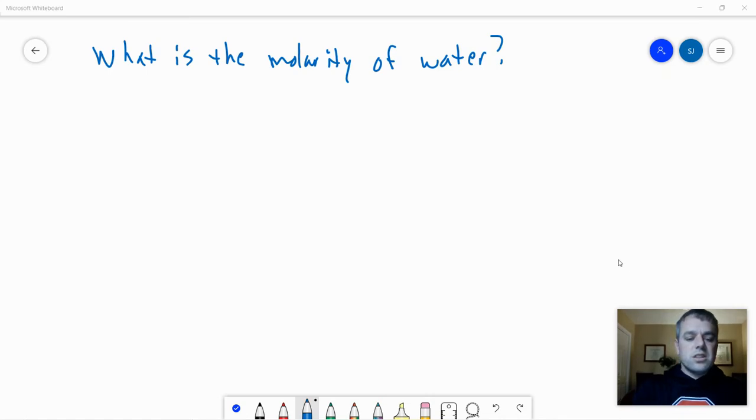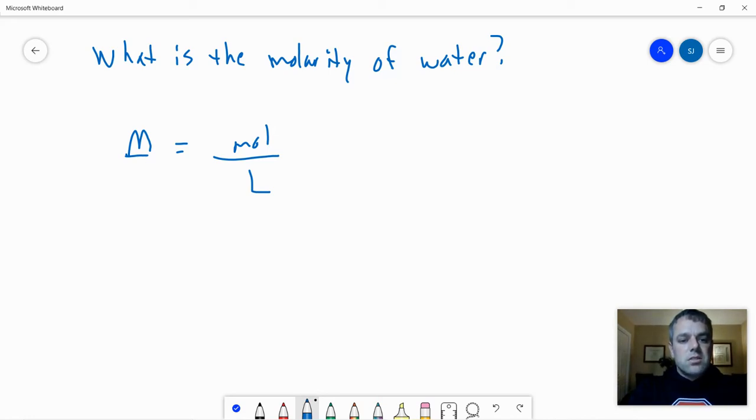So let's consider a question you've probably never examined closely before. What is the molarity of water? Well, molarity equals moles over liters. So in order to calculate the molarity, we need to pick some moles or we need to pick some liters.